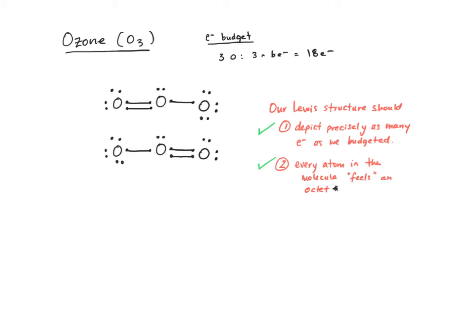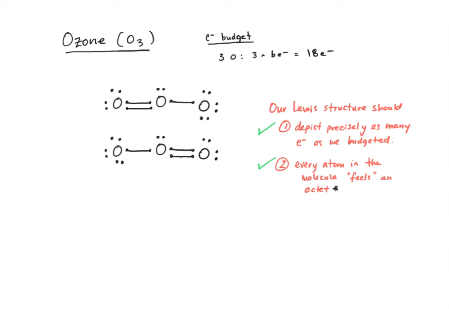So which one is correct? Is it the top? Or is it the bottom? Well, it turns out that they both are correct. There's nothing invalid about either one. So therefore, both of them must be valid Lewis structures. It's almost like this double bond could be either on the left or the right. And in fact, the actual structure of ozone is an average of these two valid Lewis structures.